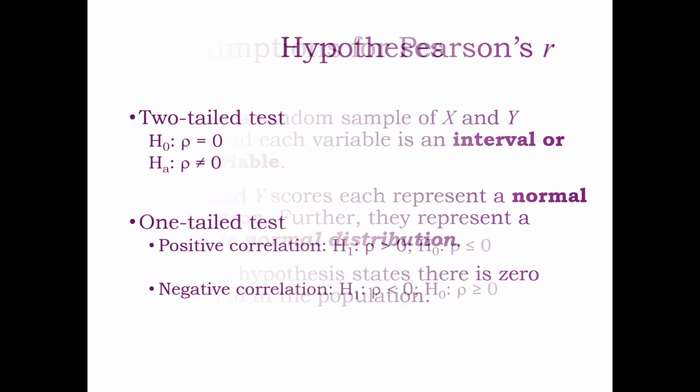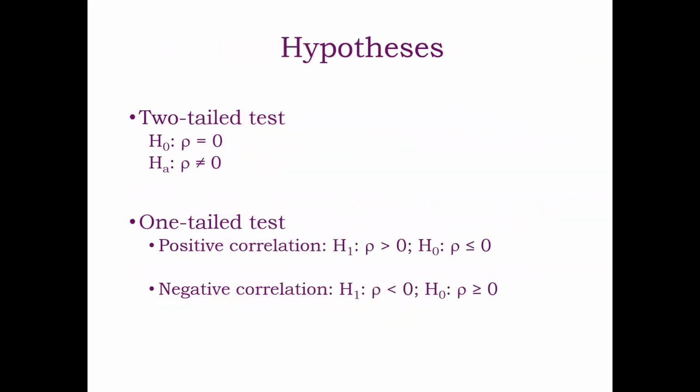So here are our hypotheses. The null is that rho equals 0. The alternative is rho is not equal to 0. That's for a two-tailed test. For a one-tailed test, if we're hypothesizing a positive correlation, then we start with the alternative, rho greater than 0, so r is positive. And the null is the opposite with an equal sign: rho less than or equal to 0. Remember, null hypotheses always have an equal sign in them somewhere. And for a negative correlation, it's the opposite.